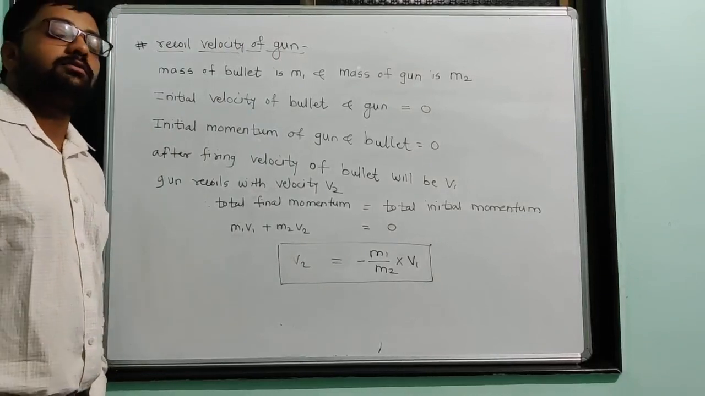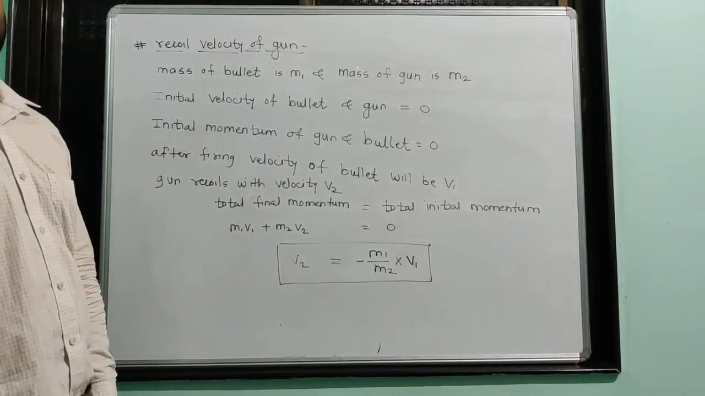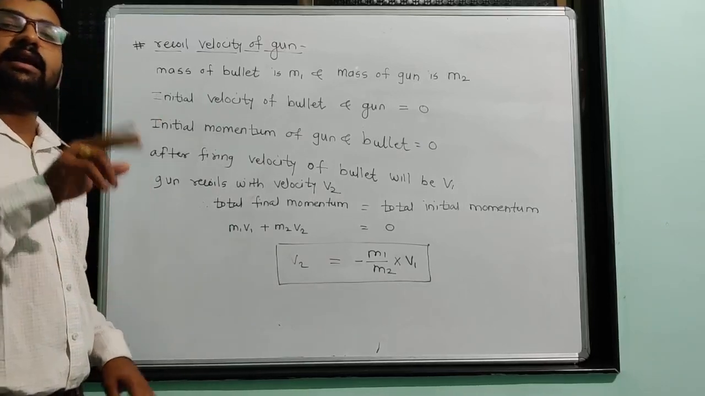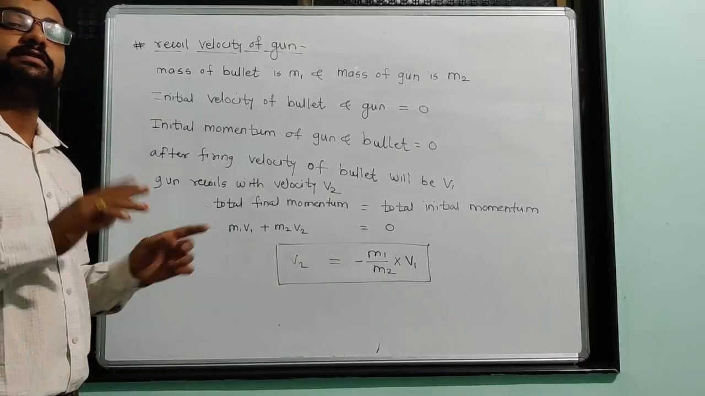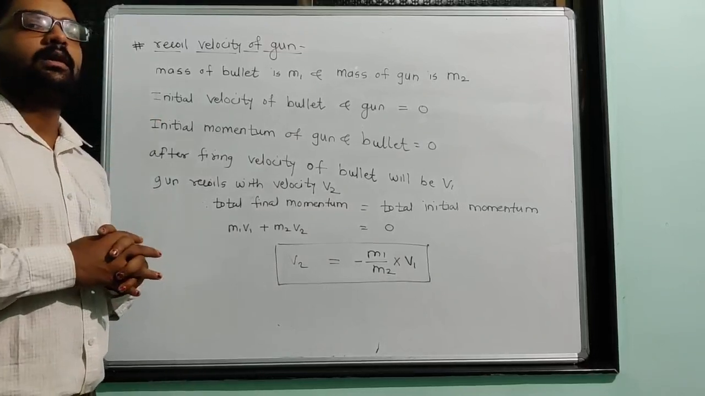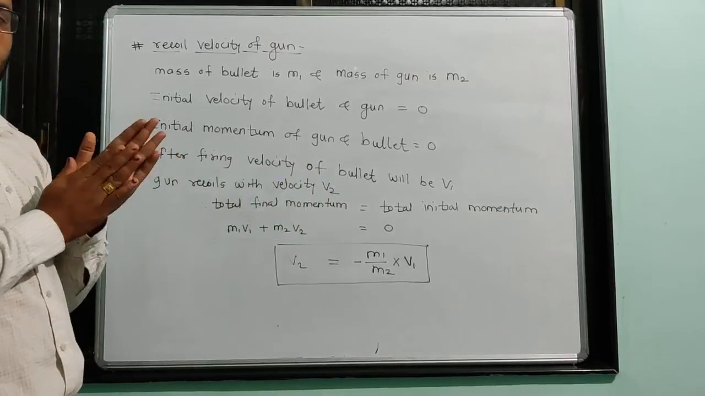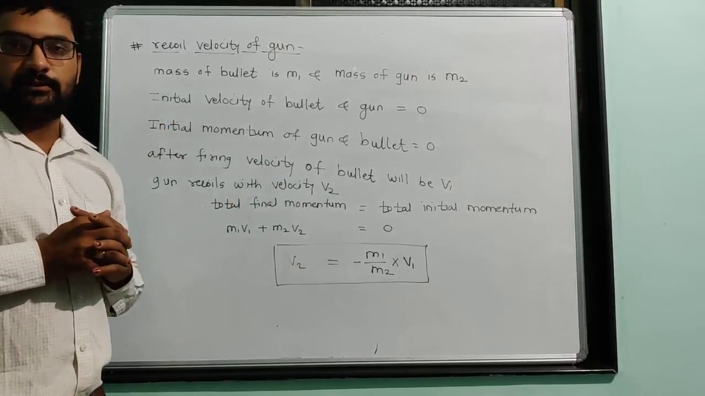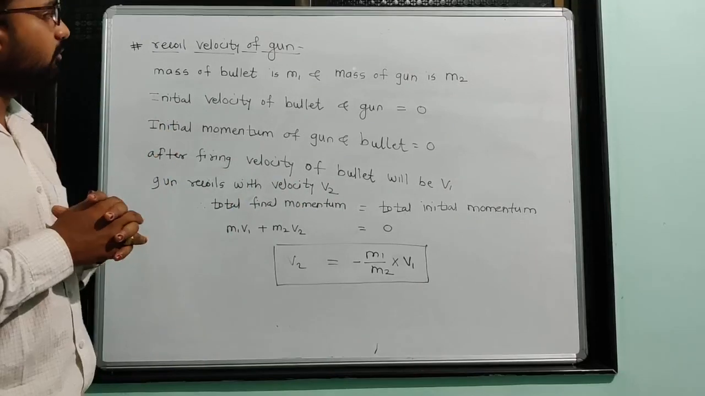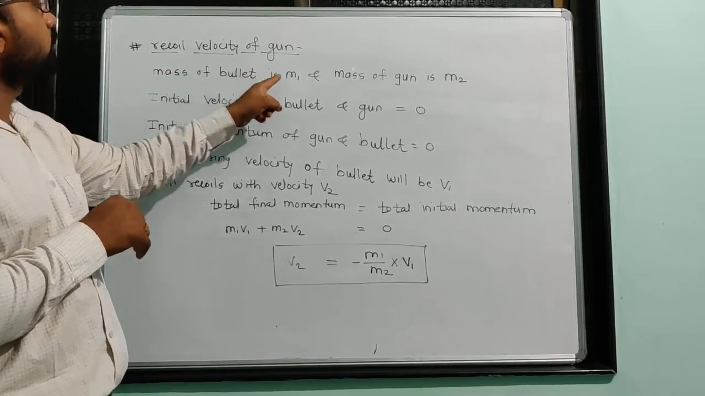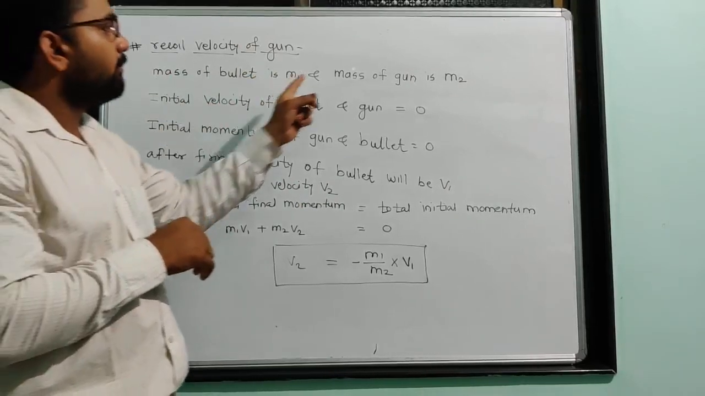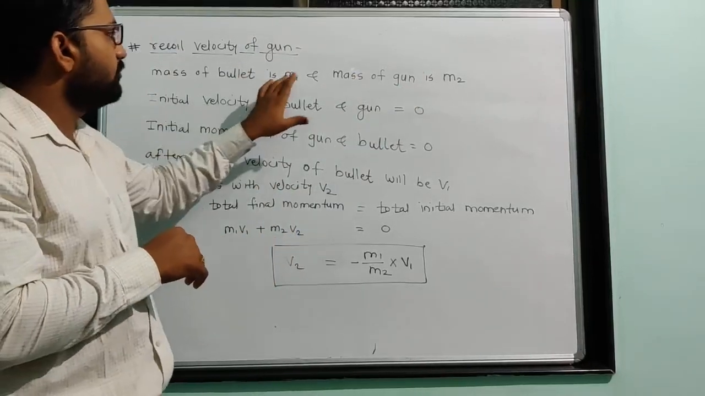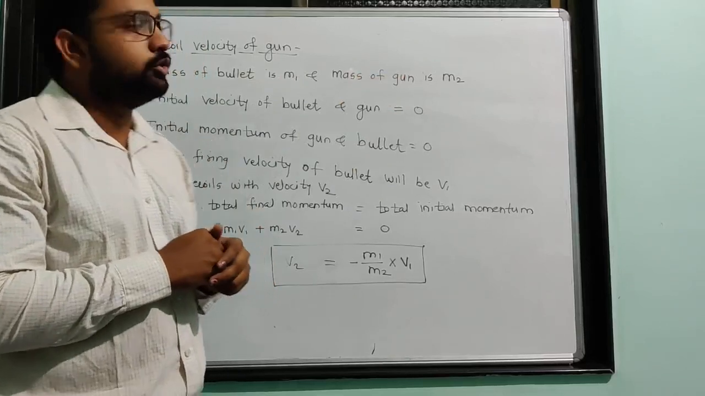Okay, according to Newton's third law, forces always exist in a pair. Action and reaction forces do not exist alone. Now we have to consider one example, that is if we fire one bullet from a gun. So what happens here? We consider the mass of the bullet is M1 and the mass of the gun is M2.